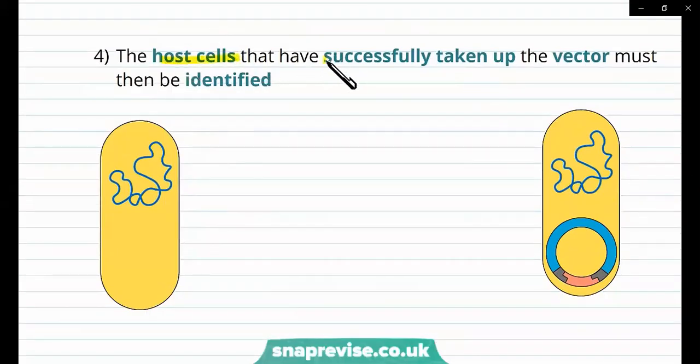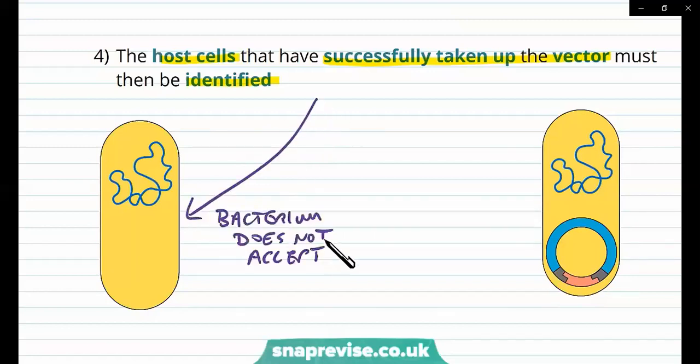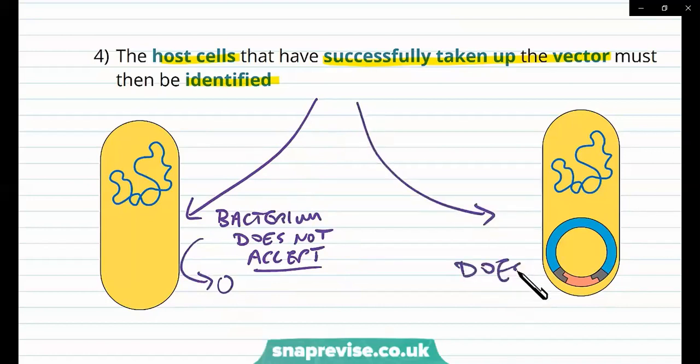The host cells which have successfully taken up the vector need to be identified. So in theory, all we need to do is put the vector into the bacterium, but this isn't always easy. Sometimes the bacteria don't take up the vector, just because of chance or bad technique or errors. So sometimes the bacterium just doesn't take up that vector. But then in some cases, we're successful. It does take up the vector.